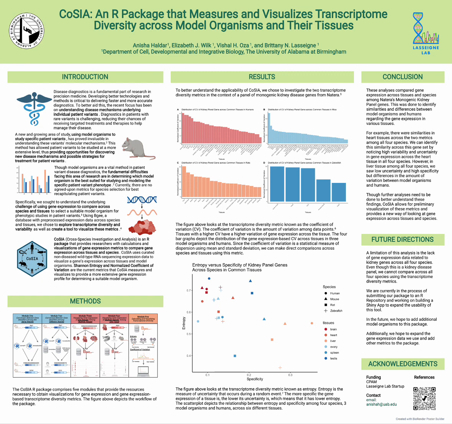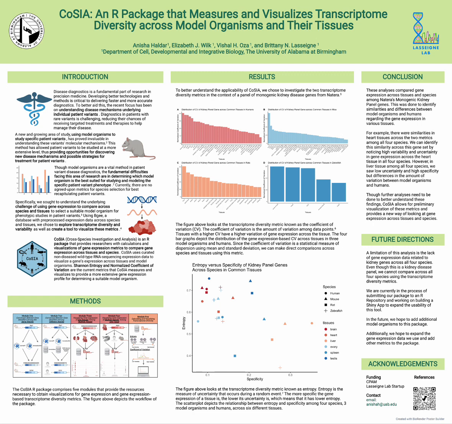The coefficient of variation measures the variability of the gene expression for the genes in the kidney panel across the different tissues. Therefore, when the coefficient of variation is high in a tissue, the gene expression values of this tissue are more variable in its expression. Since the coefficient of variation is a statistical measure of dispersion that uses mean and standard deviation, we can make direct comparisons across tissues and species using these values.